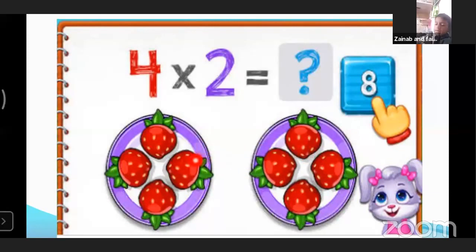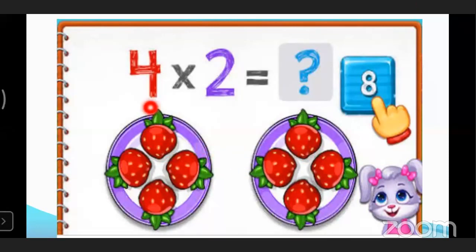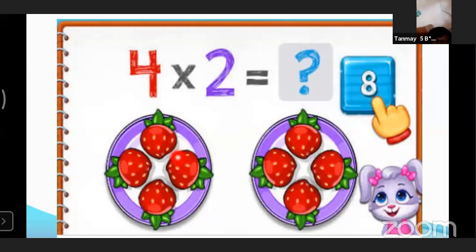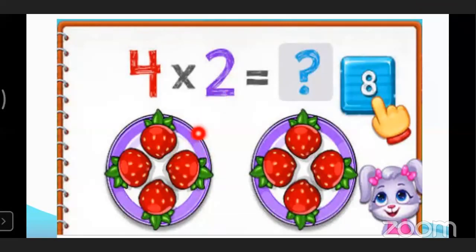Now observe the color of strawberry and the number. This 4 number is red in color as well as these strawberries are red in color, right? And this 2 number is in purple color. So the plate is also in purple color, right? So it means there are 4 strawberries. The group of 4 strawberries, how many times? 2 times, because 2 plates are there, right? So let's add 1, 2, 3, 4, 5, 6, 7, 8, right?